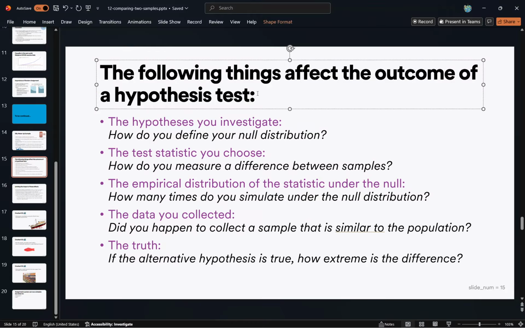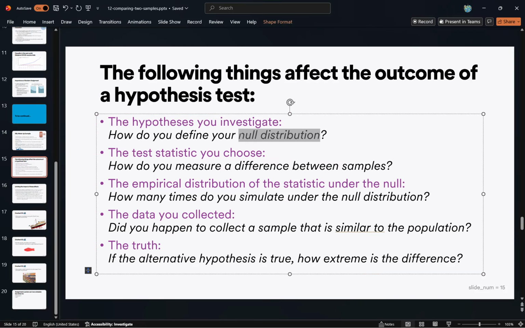All right. So quite a few things. There's probably plenty more where this came from, but let's talk about these 5 things. The first thing that affects the outcome is what you simulate, right? What you're eventually simulating. So what is your null distribution? What is your null hypothesis? And what does that mean for your data?